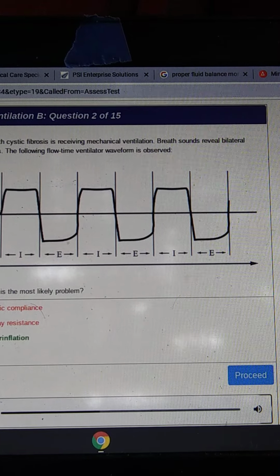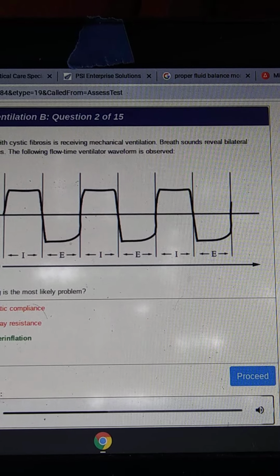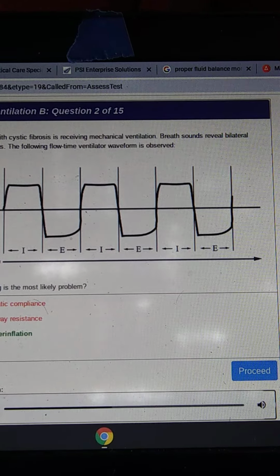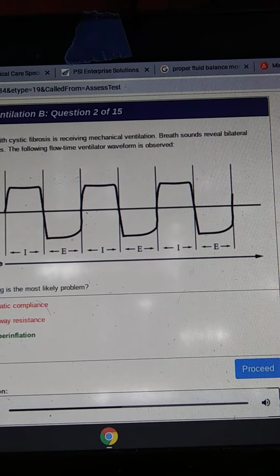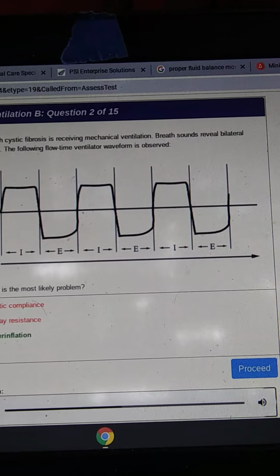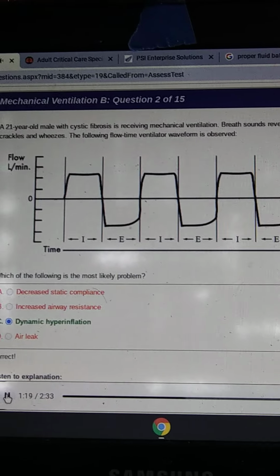You'd want to decrease the inspiratory time to allow more time to exhale. And to do that, you'd increase the flow. So if you increase the flow, that shortens the inspiratory time. That allows more time for exhalation. Usually that will correct it. So the problem here is dynamic hyperinflation.